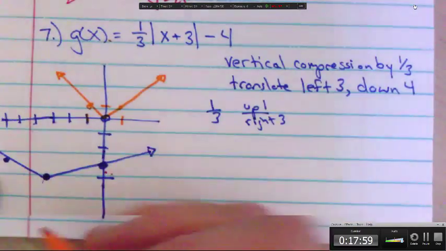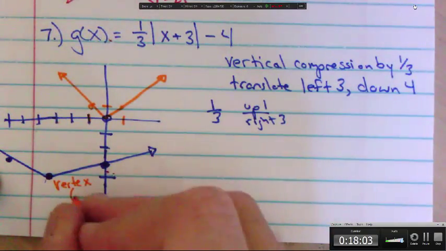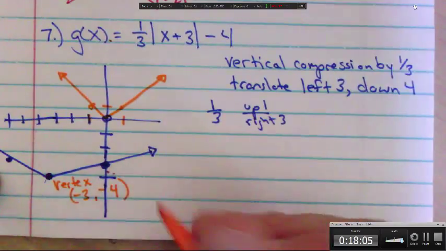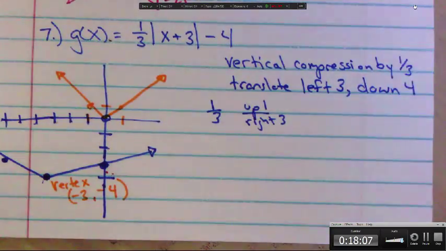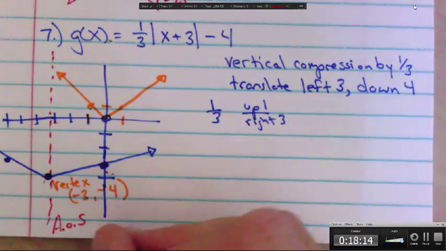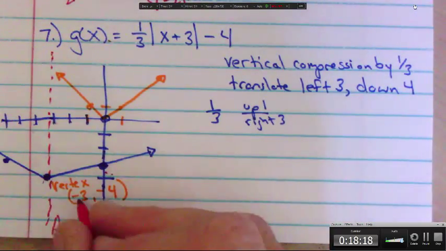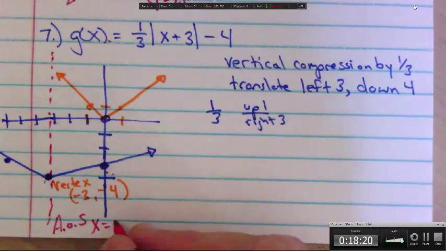So when we've done that, now our vertex is at negative 3, negative 4. And we have a new axis of symmetry. The axis of symmetry is x equals, because it's a vertical line, so it's an x equals equation. And it's always x equals the x value of the vertex, which in this case is negative 3.